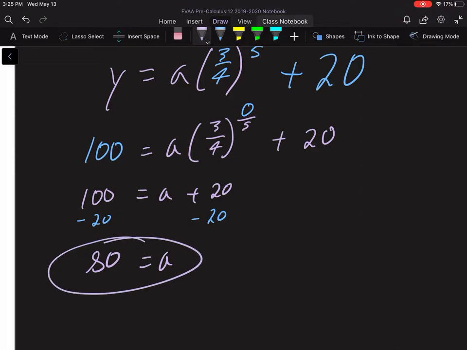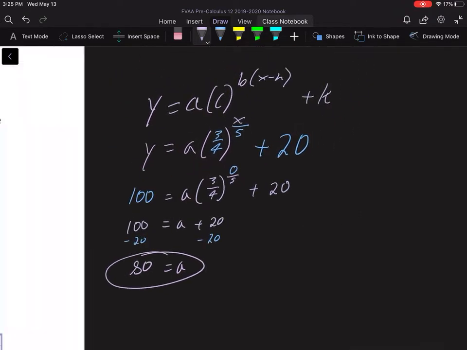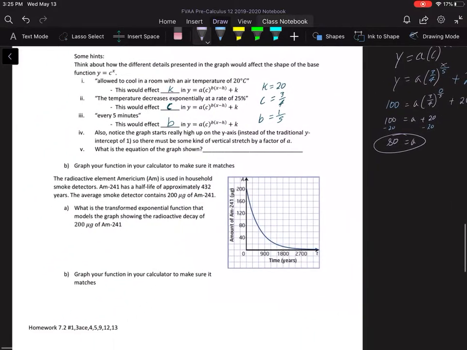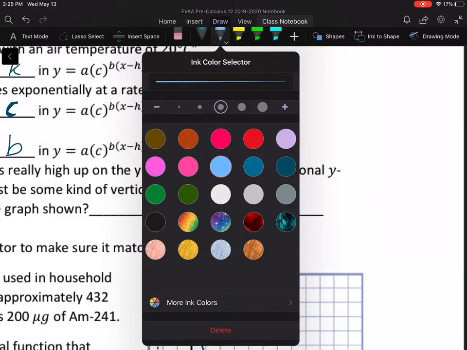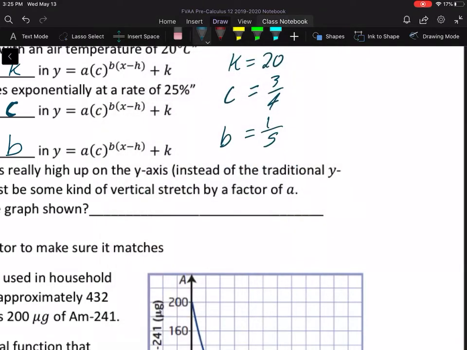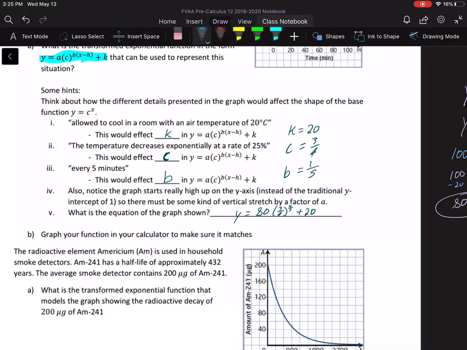So I was able to determine my A value because I'd figured out almost everything else for this function. So the equation that we get for this scenario would be y is equal to 80 bracket 3 over 4 to the power of x over 5, plus 20. That would be my equation of the transformed graph based on this example.